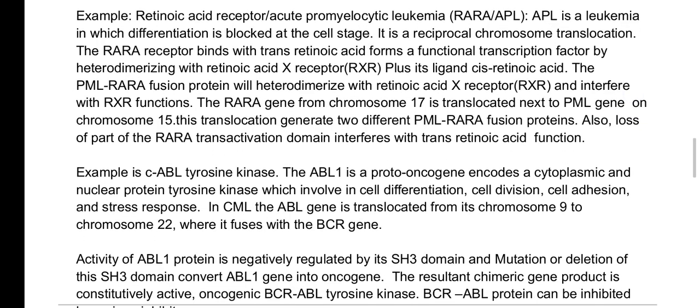Then retinoic acid receptor, acute promyelocytic leukemia. APL is a leukemia in which differentiation is blocked at the promyelocyte stage. This is a reciprocal chromosome translocation.